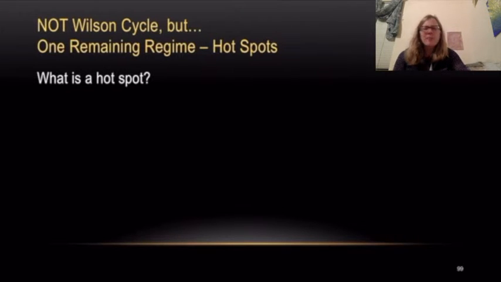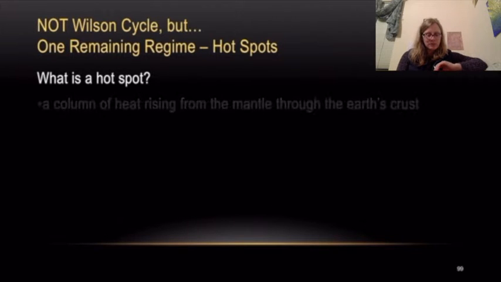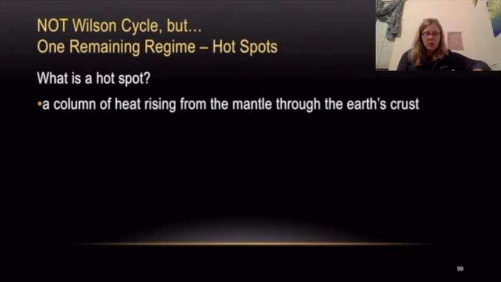What is a hot spot? A hot spot's just going to be one point of heat that comes up from the mantle and intersects with the Earth's crust and melts rock and then creates a volcano. It's not a line of volcanoes like it would be for a spreading center or for a subduction zone. It's just one little tiny point of heat coming through and making a volcano. So a column of heat rises through the mantle.